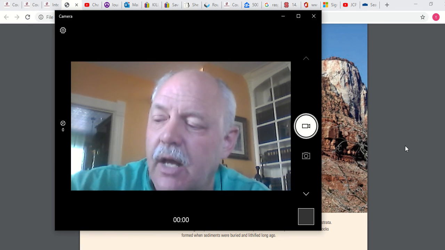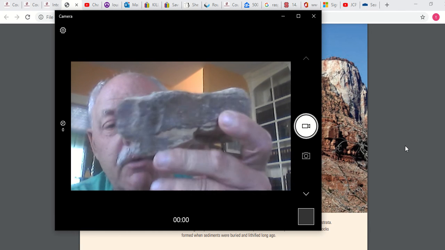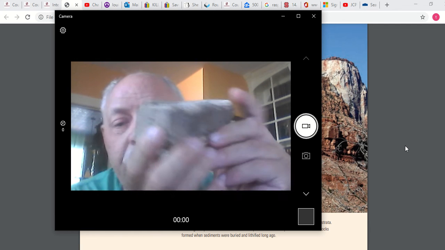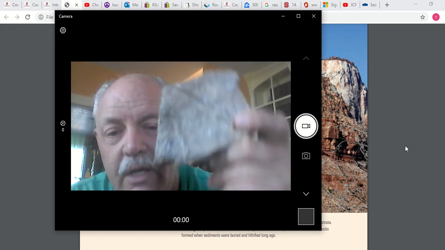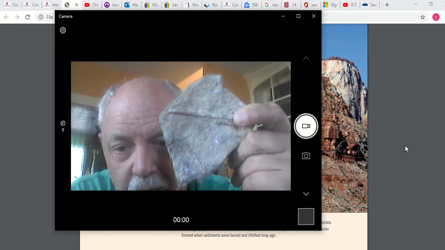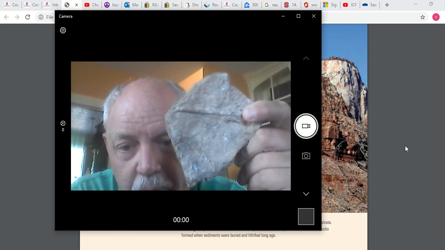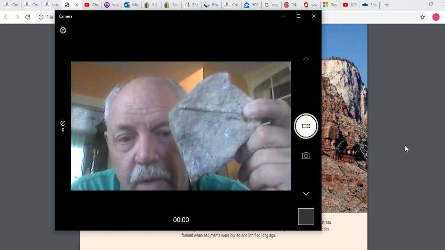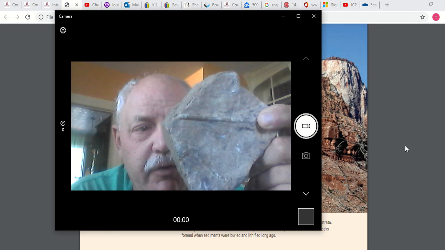So here is a piece of limestone. And like I said, it's not very pretty. It's just kind of an old gray rock. But one of the cool things about sedimentary rocks is the fact that you can have fossils. And so there are some fossils in this particular sedimentary rock. The limestone then was formed from animals who had their shells crushed and formed this kind of a rock.